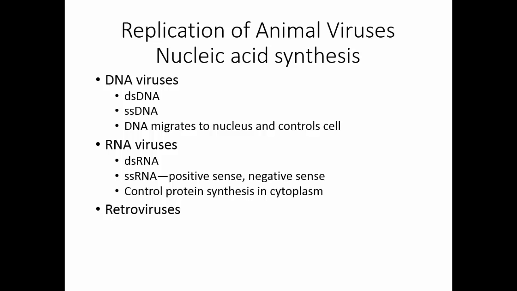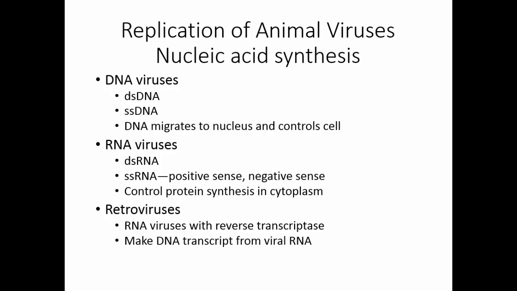Retroviruses are a little different. They're RNA viruses, but they carry with them an enzyme called reverse transcriptase. Now, transcription is what occurs in the nucleus when we take DNA and make messenger RNA. So reverse transcriptase is the reverse of that. We take the viral RNA and we make DNA against it. From this point on, these retroviruses act like DNA viruses. That DNA migrates to the nucleus and controls the cell from there.